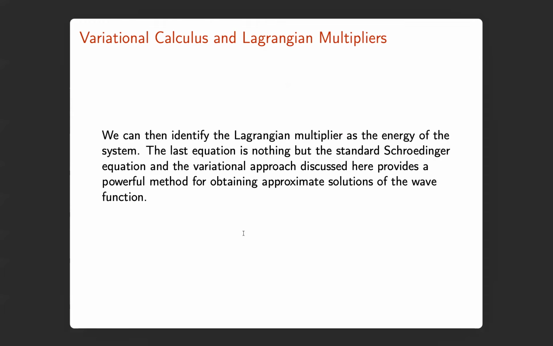Now we are going to look at how this looks when we go to a many-body system. So you can identify the Lagrangian multiplier as the energy of the system, and this is nothing but the standard Schrödinger equation. And the variational approach discussed here provides a powerful method for obtaining approximate solutions to the wave function.